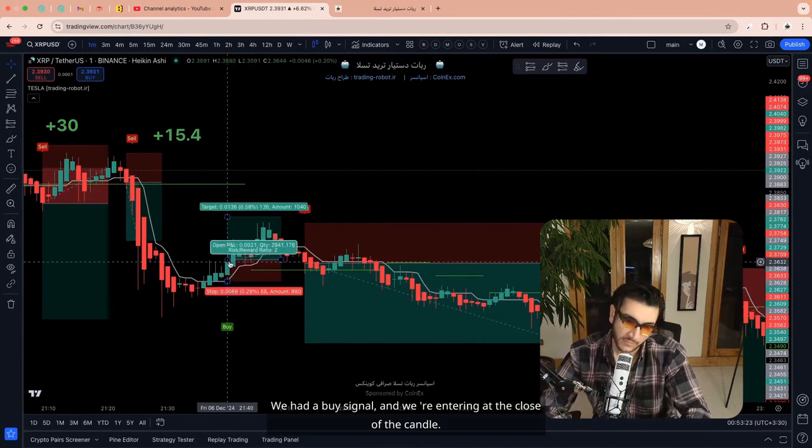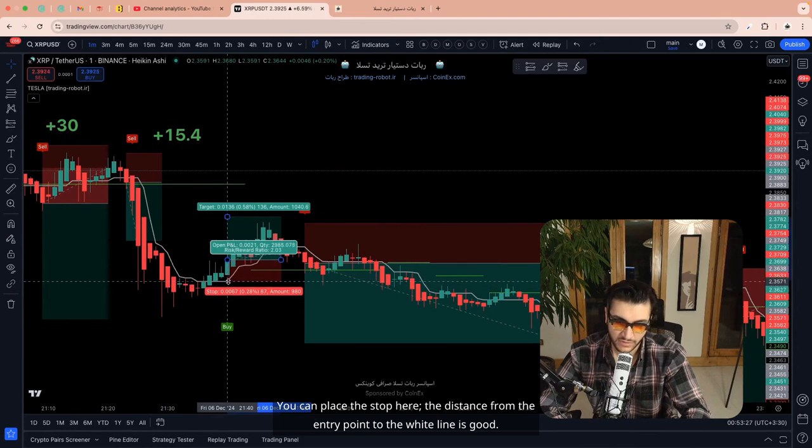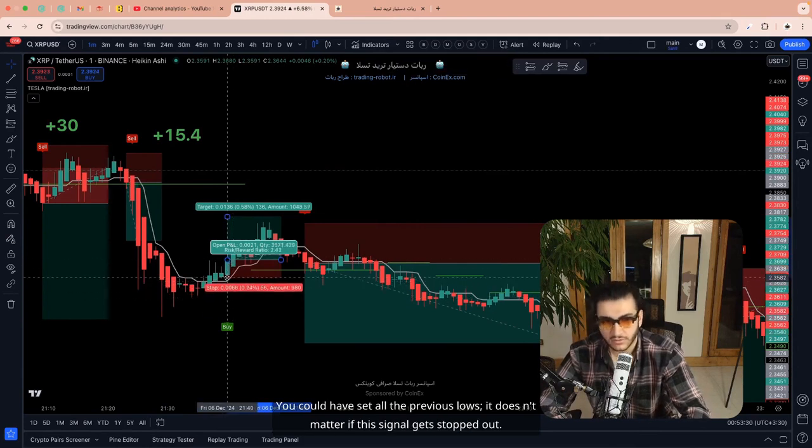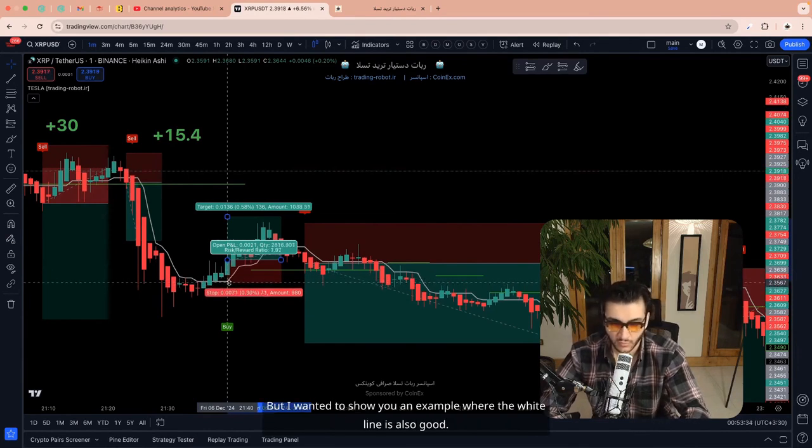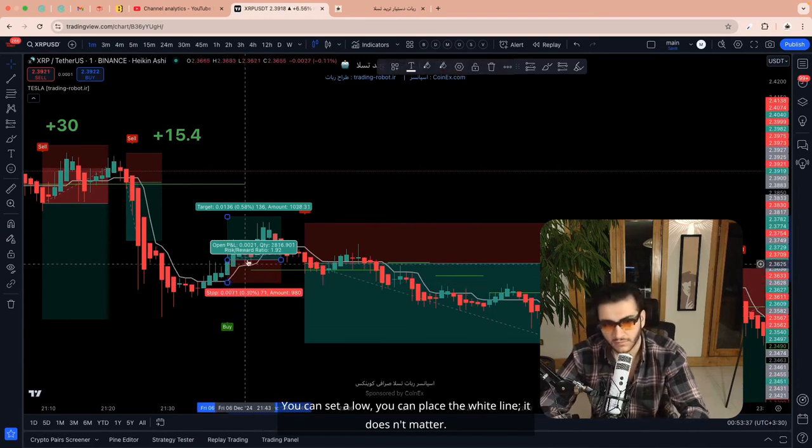We had a buy signal and we're entering at the close of the candle. You can place the stop here. The distance from the entry point to the white line is good. You could have set all the previous lows. It doesn't matter if this signal gets stopped out, but I wanted to show you an example where the white line is also good. You can set a low, you can place the white line, it doesn't matter.